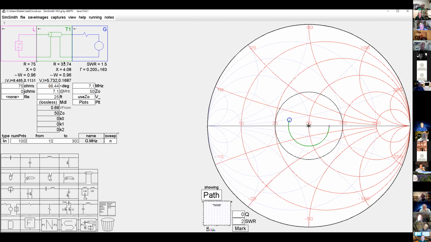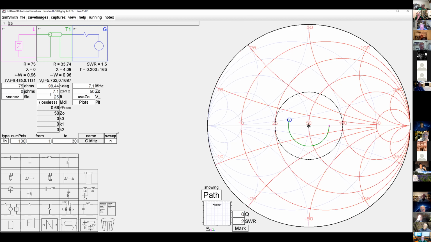So now you can see, here's the values. These values are looking in here. So now the resistance is not 50 ohms, it's 33.74, and the reactive value is 4.08. And here is our standing wave ratio. It's 1.5. I have plotted on this graph an SWR of 2 just to put it on here, so I'm not going to lay one over top of the other. So here's how you work with SimSmith.